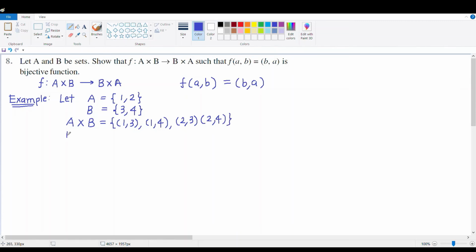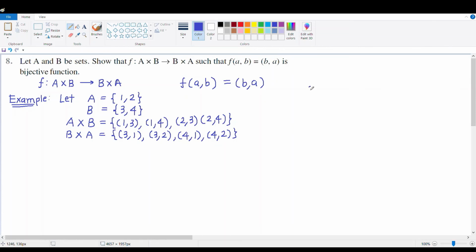Now let's try to build B cross A. In B cross A, we are going to take the first element from B and the second element from A. So let's take 3. 3 is going to go with 1 as well, 3 is going to go with 2 as well. And now it's 4, and again it's going to go with 1 as well, and it's going to go with 2 as well. So this is our B cross A.